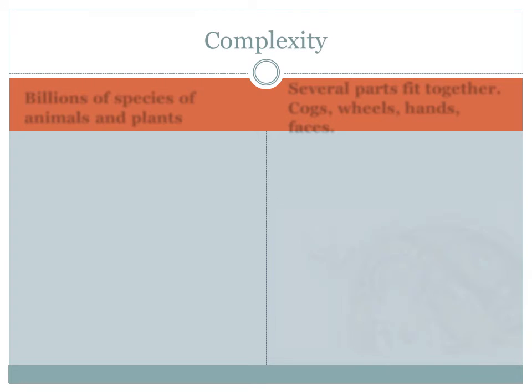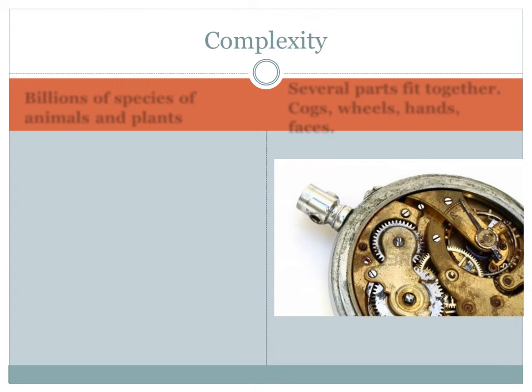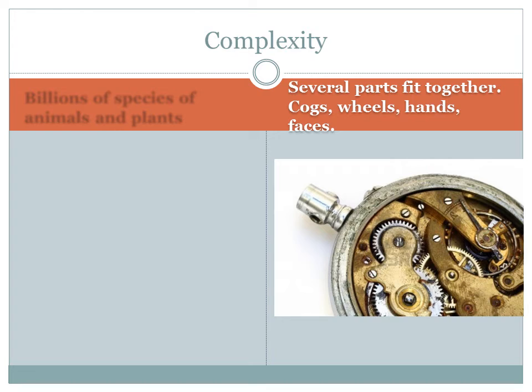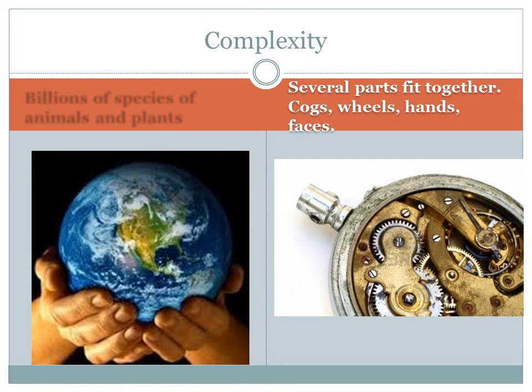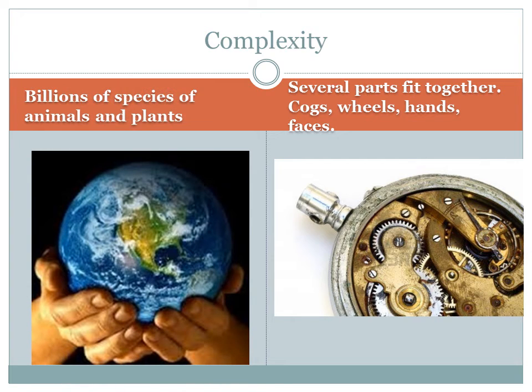There's also complexity in both. Within the watch, several parts fit together. You've got cogs, wheels, hands, faces. Within the planet, there's billions of species of plant and animals.